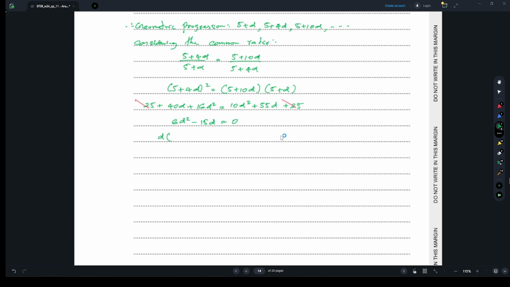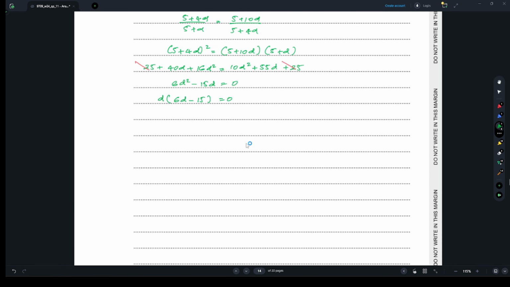So d equals... 6d minus 15 equals 0. So we know that d cannot be 0, because they told us. So now we can write 6d minus 15 equals 0. So d equals 15 over 6, which is 5 over 2, or you can write 2.5.